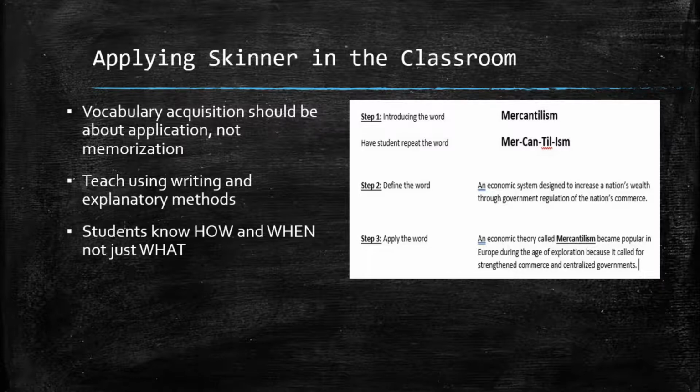So what we have done here is step 1 and 2. We've defined the word. We've done the what is mercantilism. Step 3, we're going to take it a step further. So now we're going to apply that word. We're going to apply it to content. We're going to apply it to an argumentative or a factual type of sentence. So something a student may write is, an economic theory called mercantilism became popular in Europe during the Age of Exploration because it called for strengthened commerce and centralized governments. So now we've gone to the third step here, applying that application over memorization. Step 2 is memorizing, step 3 is application. Students know how and when to use this word in a sentence and to explain it, not just what that word means.